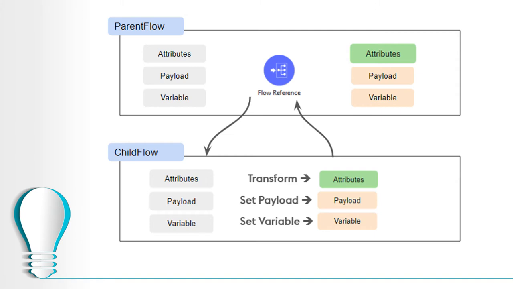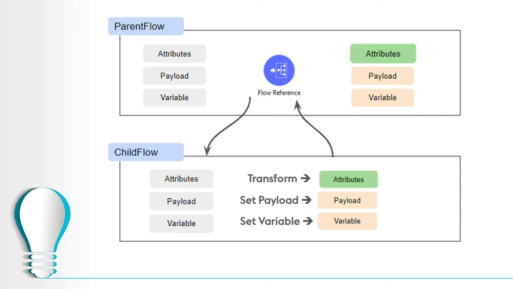How do you update your Mule event? How do you transform your Mule event? If you want to change your attributes, you need to use transform. If you want to replace your payload, then you can do it by using set payload within your subflow.